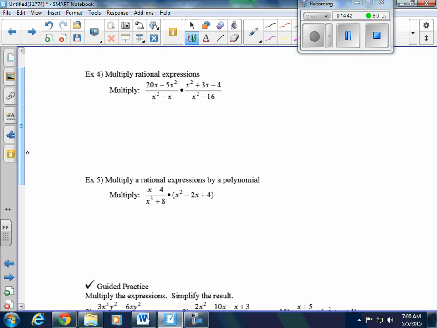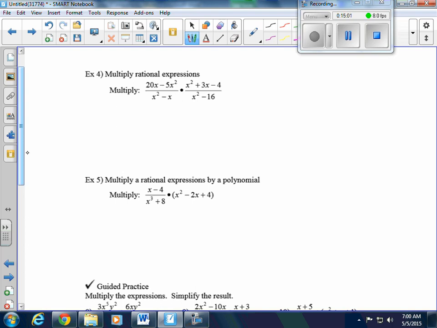Next, we're going to multiply rational expressions. And again, multiply the numerators, multiply the denominators. But the first thing you're always going to do in every single one of these problems is factor it completely. So we want to take out whatever we can do to factor this completely.